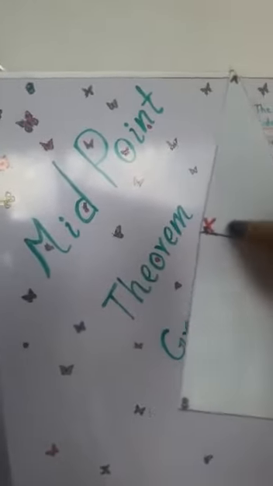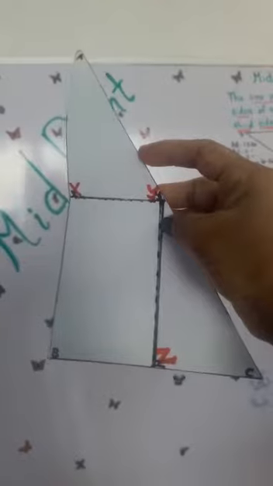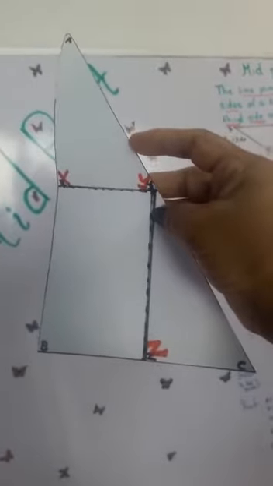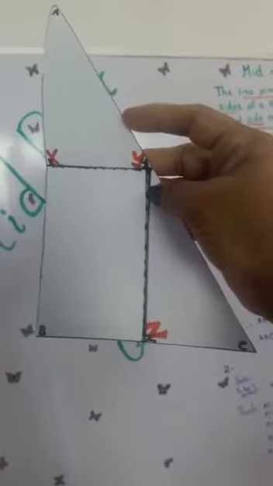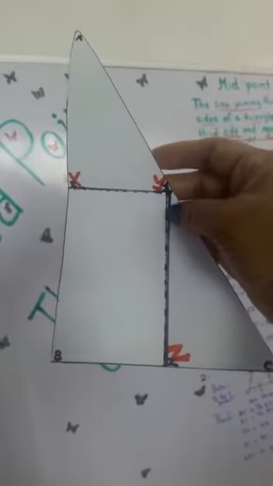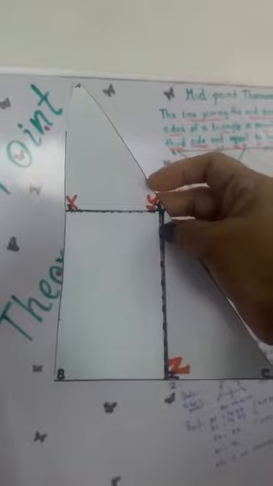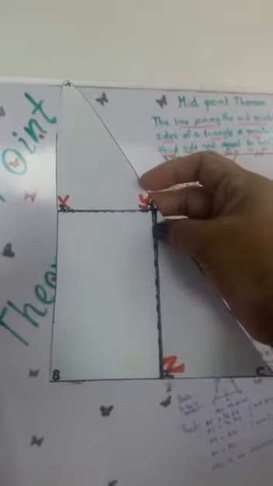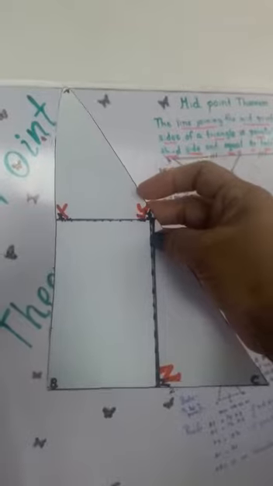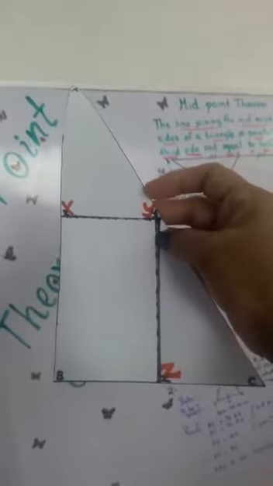Here is the midpoint of AB, named as X. Similarly, we can find the midpoints of AC and BC also. We'll name those two as Y and Z respectively. Then we got three midpoints. Any two of these midpoints we can join like this. That is XY. XY is the line joining the midpoints of two sides of this triangle.